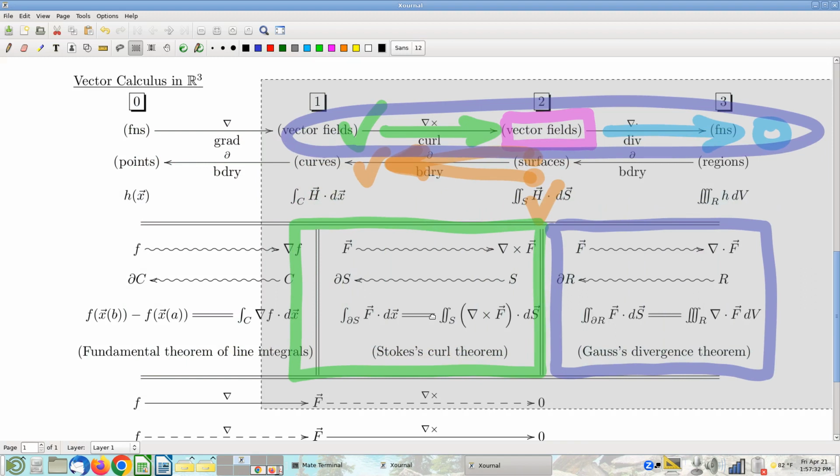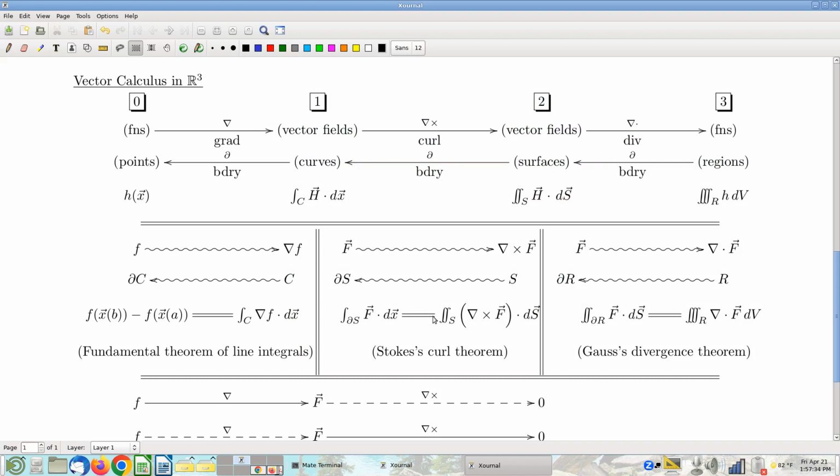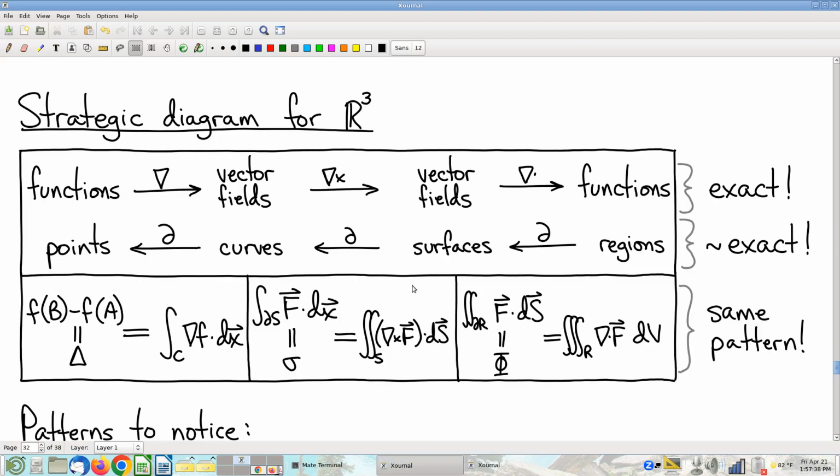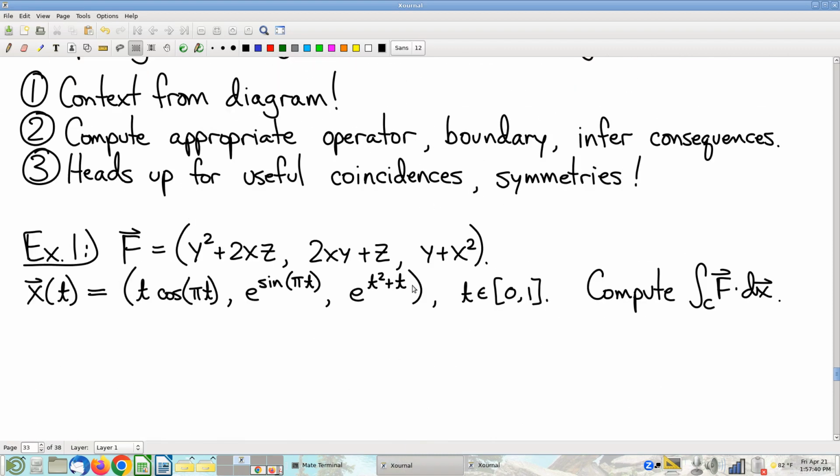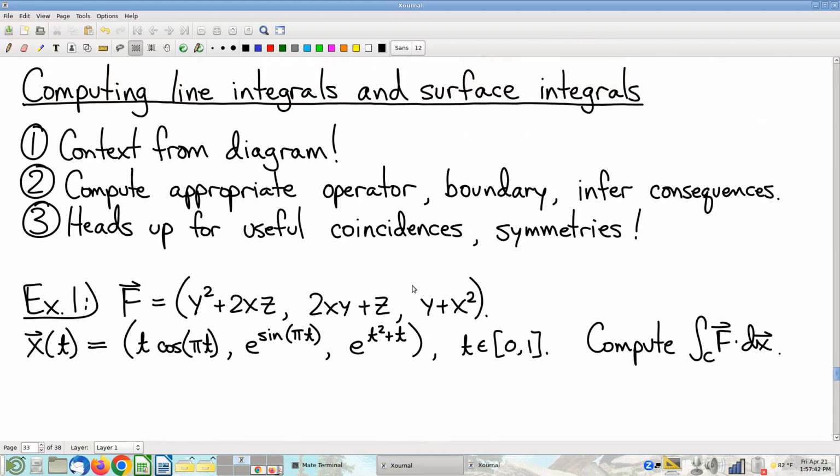Okay. All right. And with this diagram now discussed, I'm going to talk now about how to use this to help you compute line integrals and surface integrals. I got 6 examples. We probably won't get through all of them, by the way. I got through 5 of them in my first lecture today.